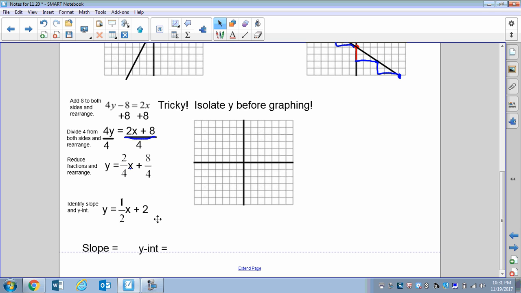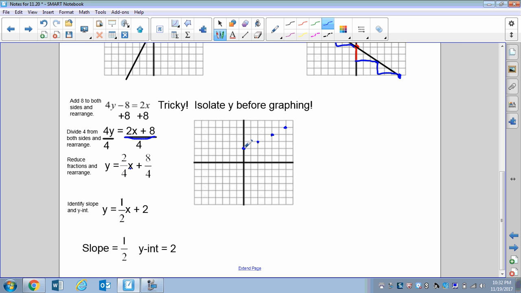And now I can identify my slope as the value in front of the x. So I end up with a slope of 1 over 2 and a y-intercept of 2. So now I come over here and I graph my first point right here. And I'm going to go up 1 over 2. And now if I want to, I can keep drawing more and more points until I run out of graph. Up 1 over 2. And right here I can only go up 1, I can't go over 2.